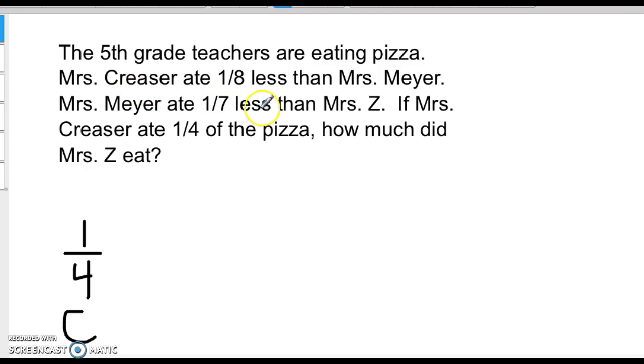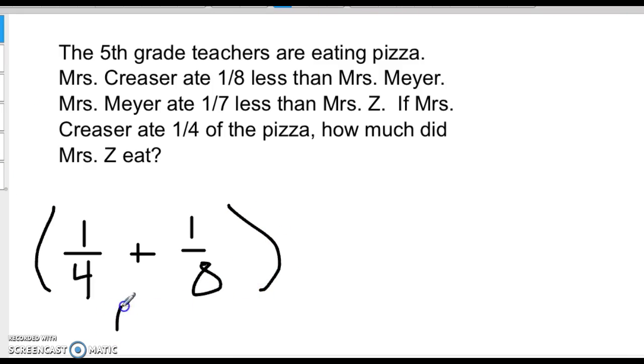Okay, so Mrs. Creaser ate an eighth less than Mrs. Meyer. So if I add an eighth to this, then this stops being Mrs. Creaser's pizza because Mrs. Creaser ate less than Mrs. Meyer. How much less? Well, she ate an eighth less. Okay, so if I add an eighth to this, this becomes Mrs. Meyer's pizza. Now, Mrs. Meyer ate less than me. She ate a seventh less than me. So if I add a seventh to it, well, now it's not Mrs. Meyer's pizza anymore. Now we're talking how much pizza I ate.